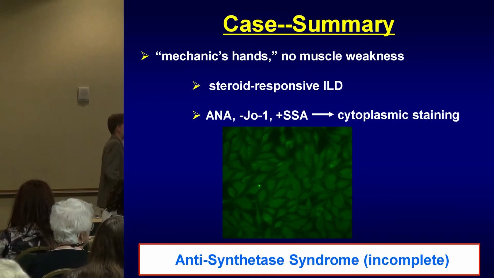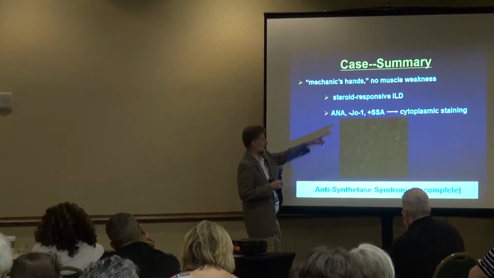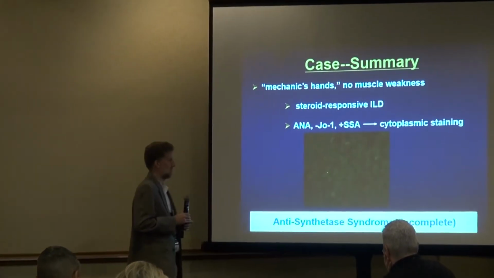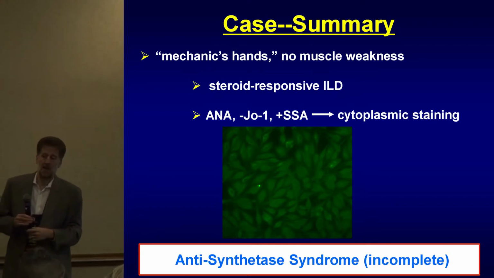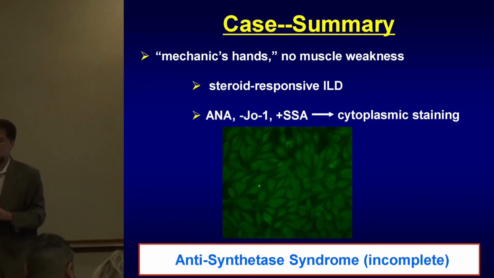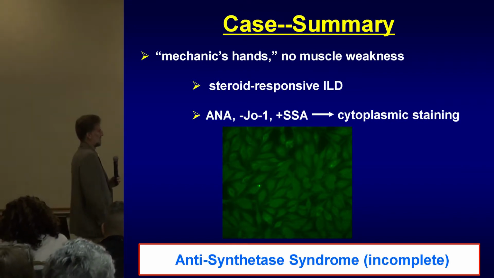And then his labs, as I alluded to before, the ANA, there should be a negative. It was negative, so was Jo-1. The only antibody that he had was this non-specific antibody. But what he did have, and really is commonly not reported, is what we call a cytoplasmic stain pattern.